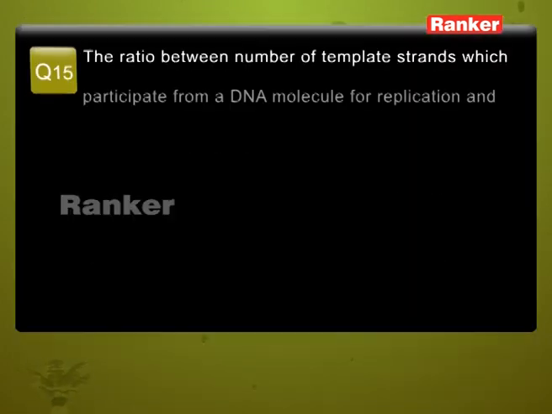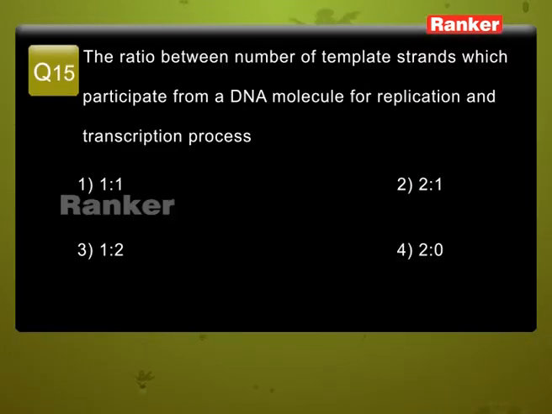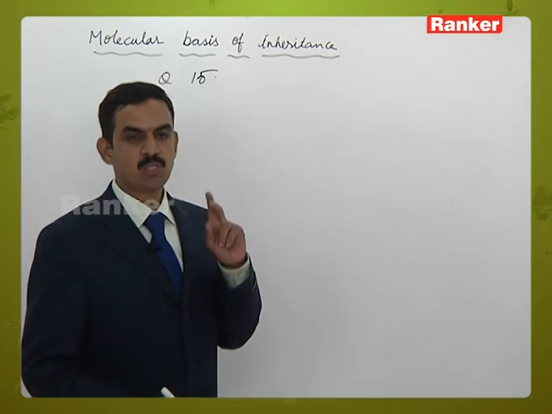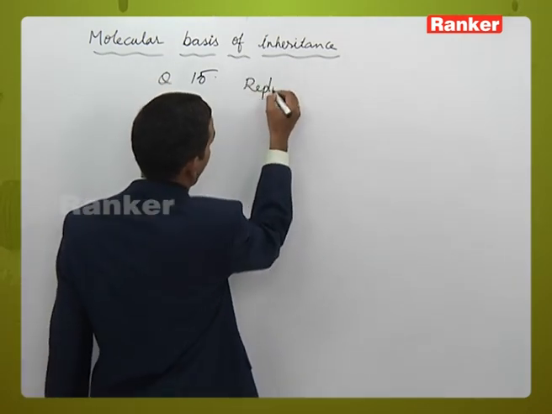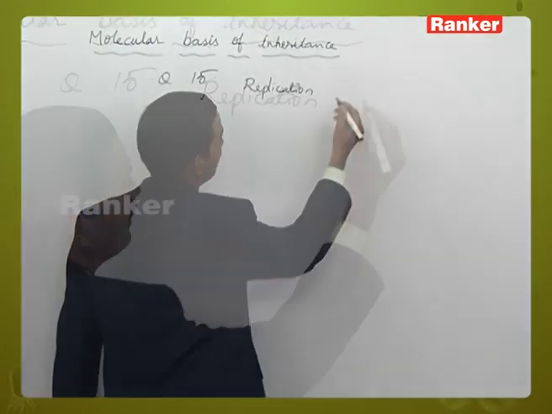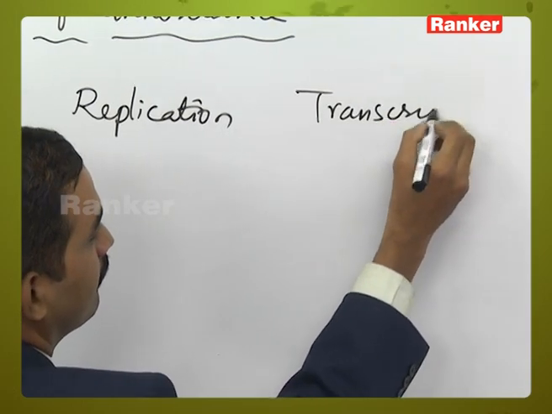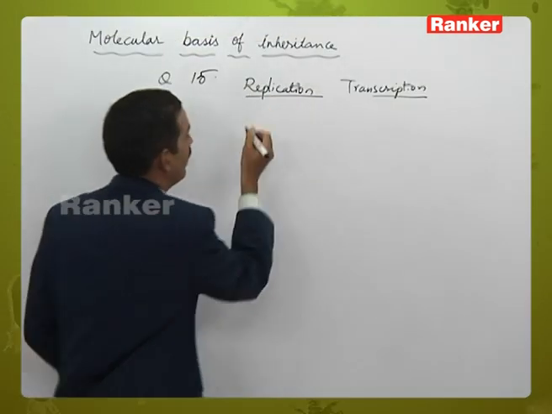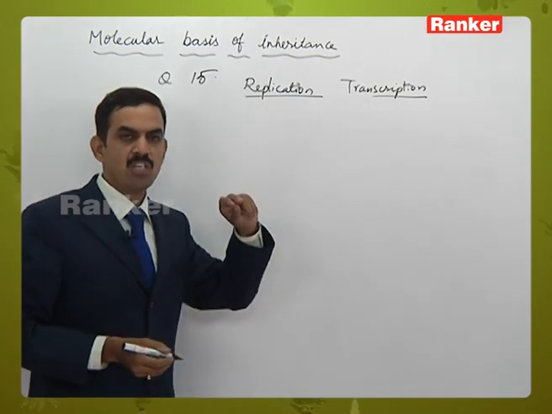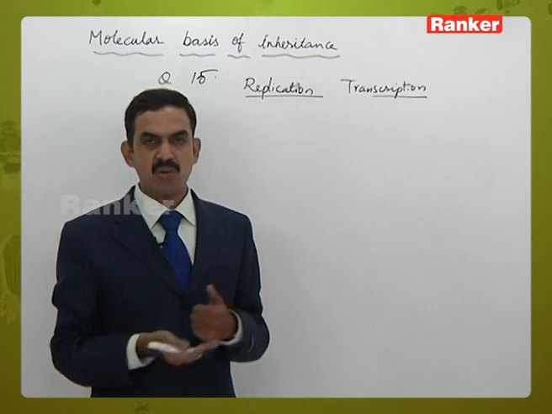Question number 15. The ratio between number of template strands which participate from a DNA molecule for replication and transcription process. Options: 1, 1:1, 2, 2:1, 3, 1:2, and 4, 2:0. Okay, here it is related to 2 processes that have been done by DNA molecule. One is replication. The second process is called as a transcription process. Replication is nothing but the doubling of the DNA molecule or duplication of DNA molecule.